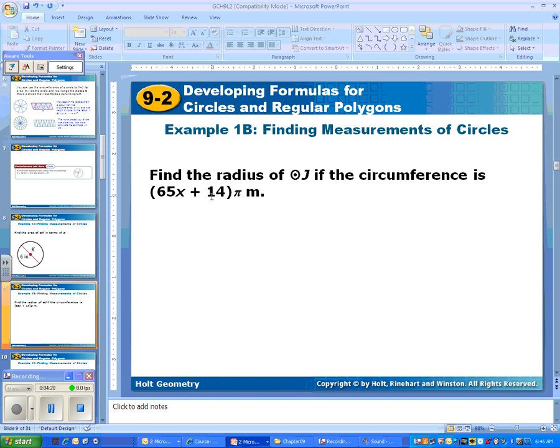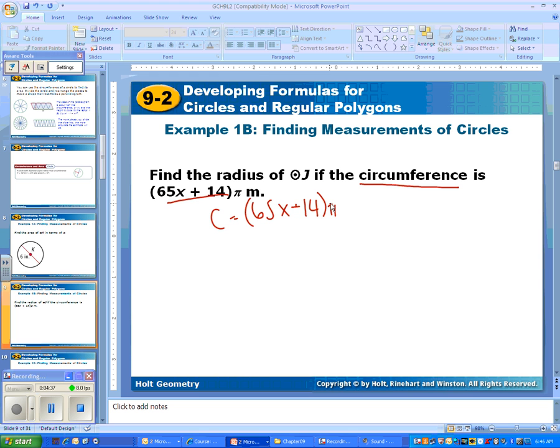The next type of question I'm going to ask you is to work backwards. So in this case, I'm already telling you what the circumference is. The circumference is 65x plus 14 pi.